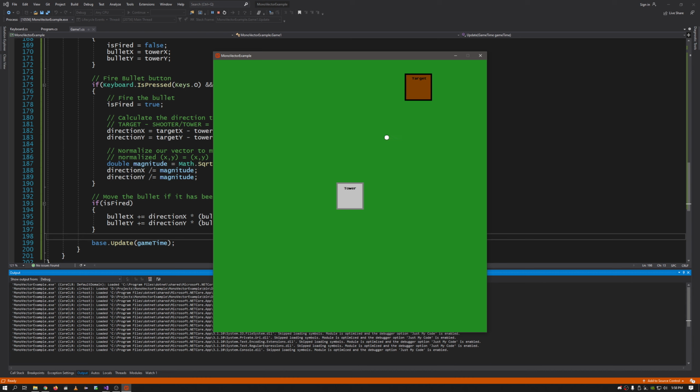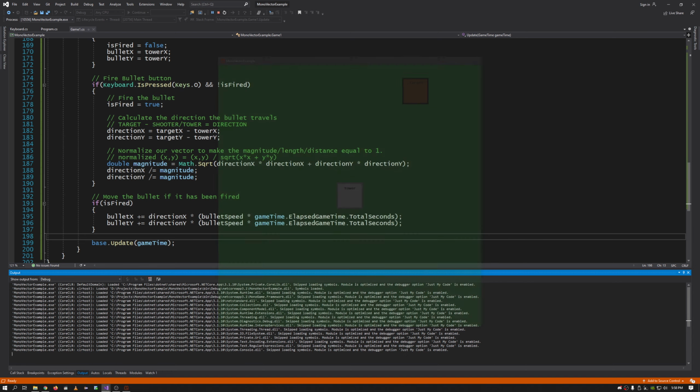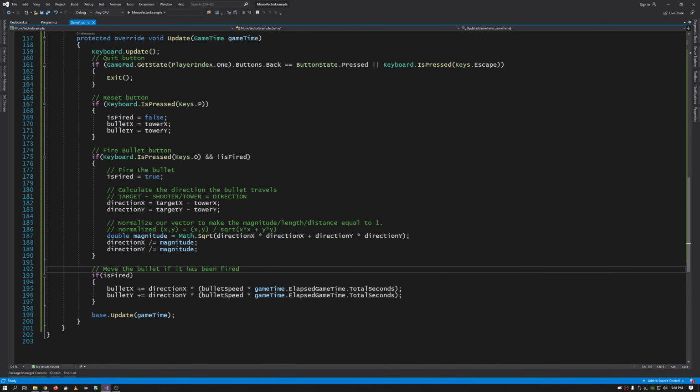Fire again. See how it's aiming right for the dead center of the tower? That's the power of linear algebra, getting that direction. Without linear algebra, you'd have to kind of guess which way to go.